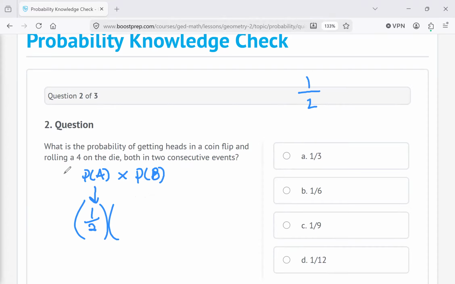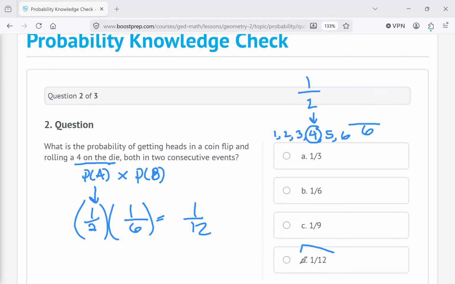And then what is the probability of rolling a four on the die? A die has six faces, right? And then how many fours do you have on a die? One. On a die, you have one, two, three, four, five, six. There's only one possibility of getting four. So you put one on the top, and because we are dealing with multiple events, you multiply these two events. So 1/2 times 1/6 is 1/12. So that is D.